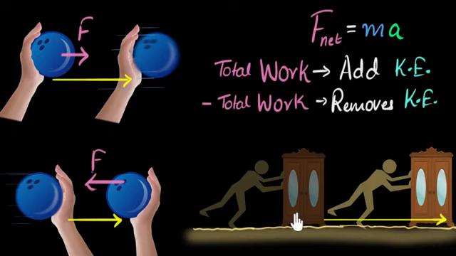So let's think about the kinetic energy. Initially the kinetic energy was 0, it was at rest. After pushing also, the kinetic energy is 0. So the kinetic energy didn't change at all. It was neither added nor removed. That means the total work done on this cupboard was 0. Why? Clearly you pushed on it, you did work. Then why is the work done 0?